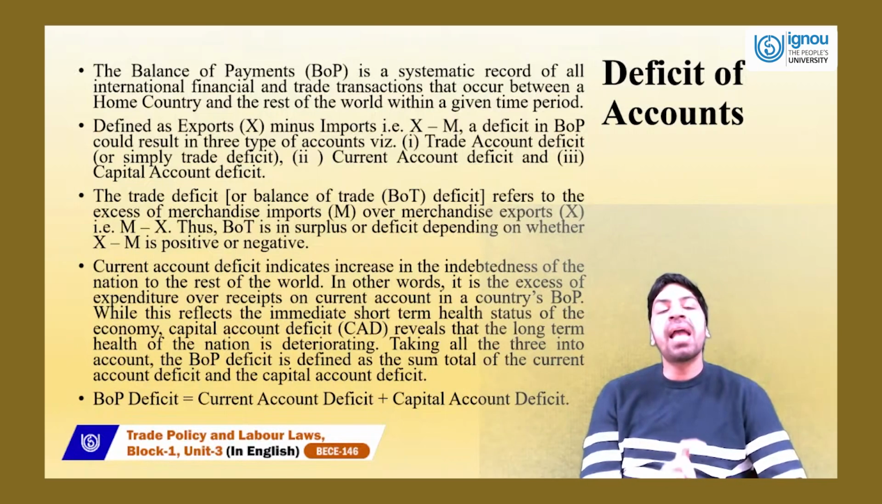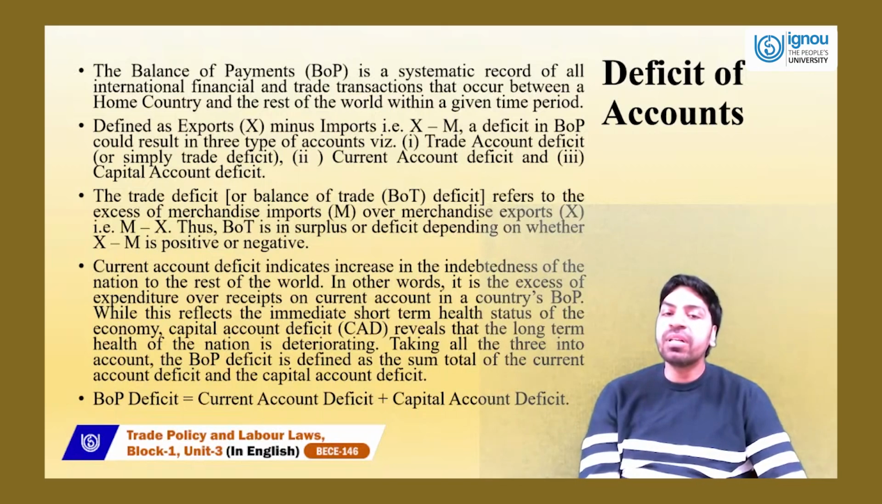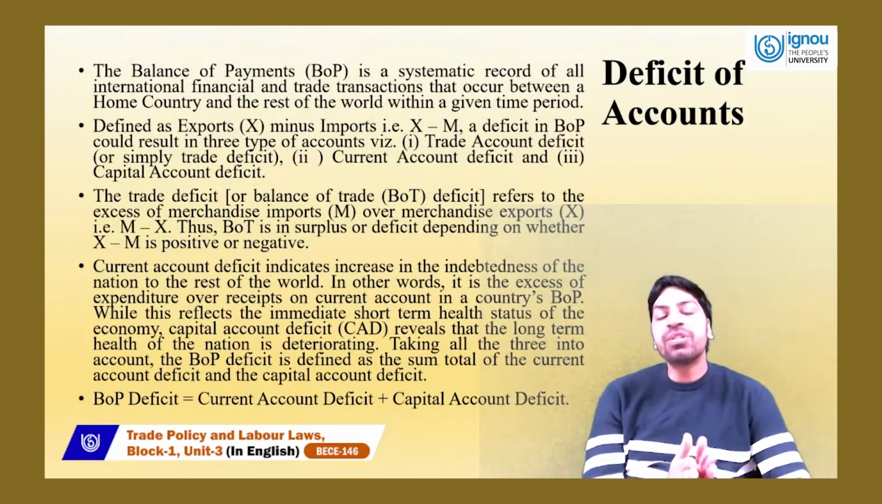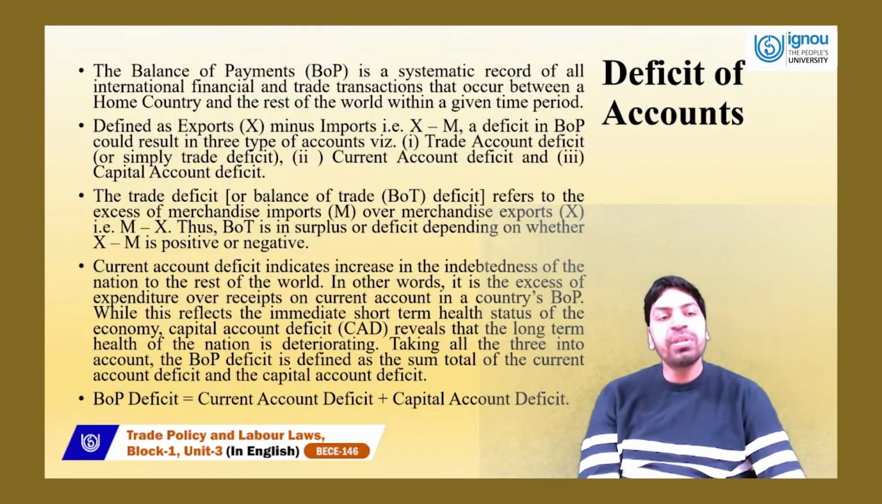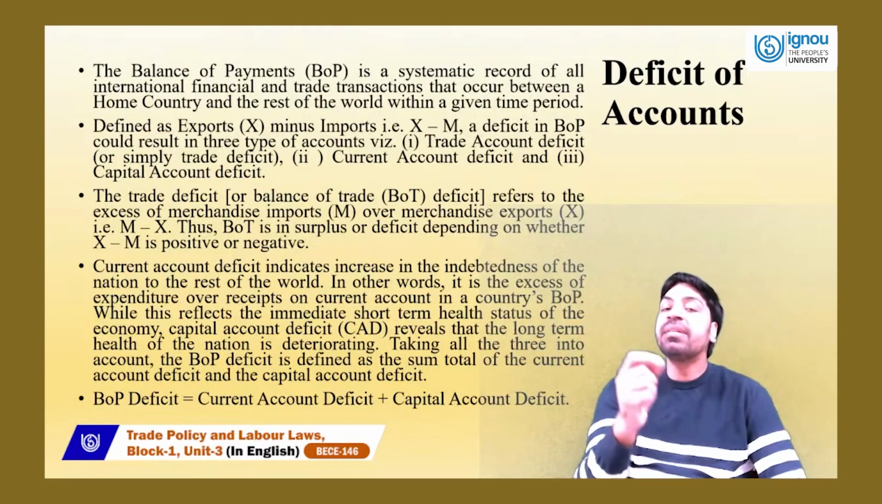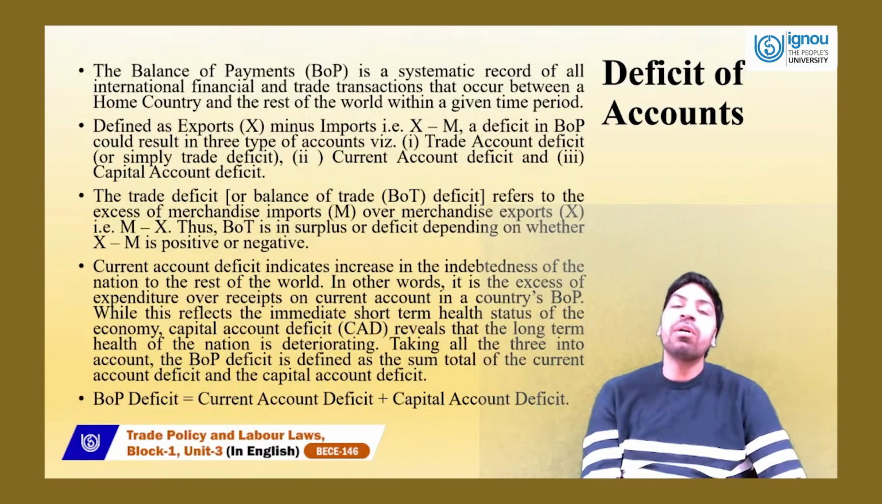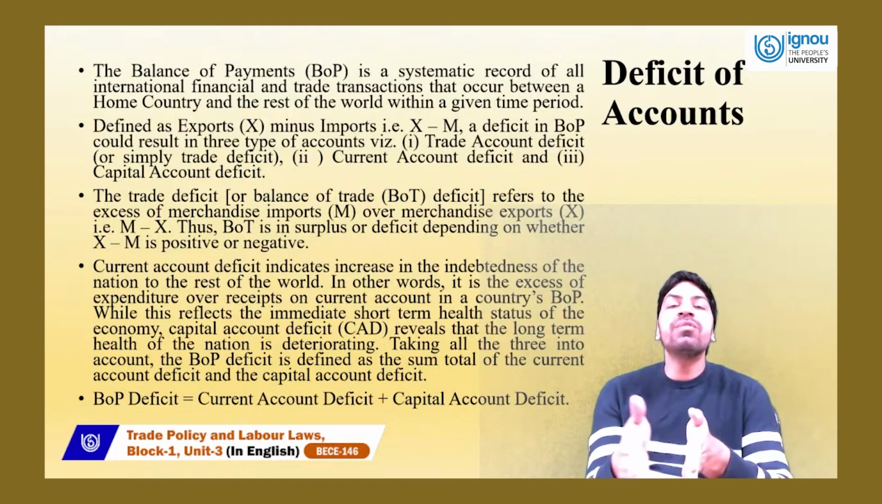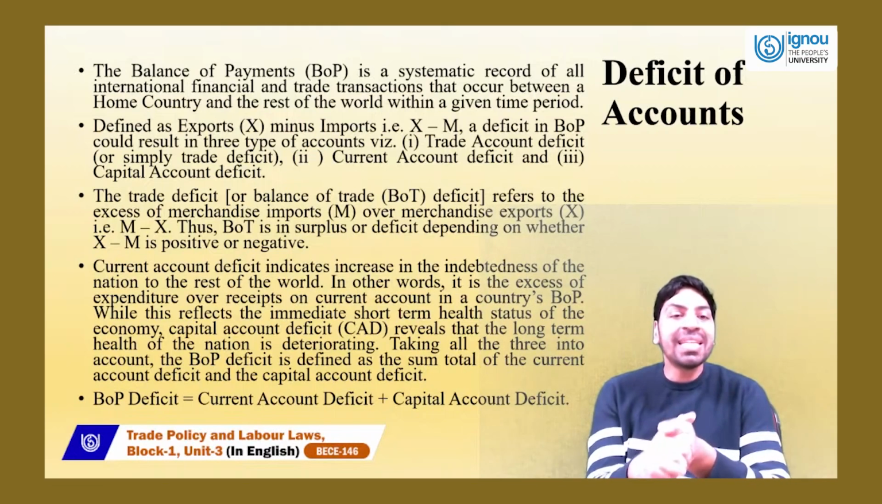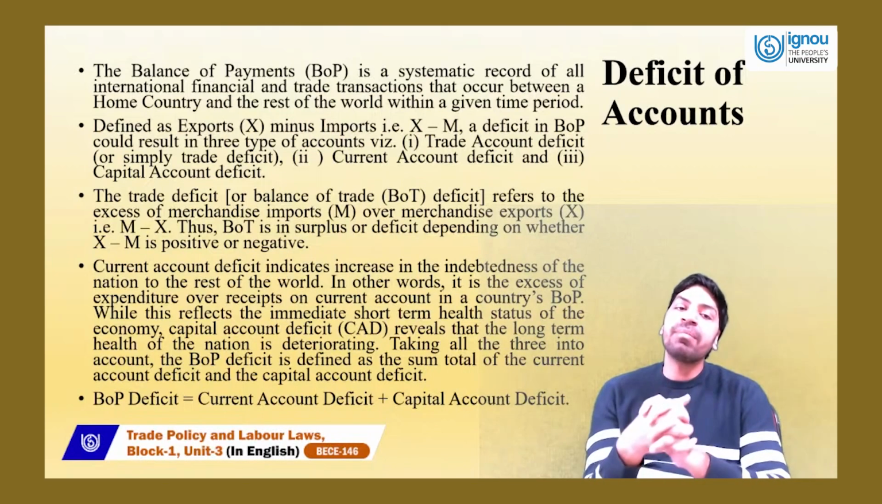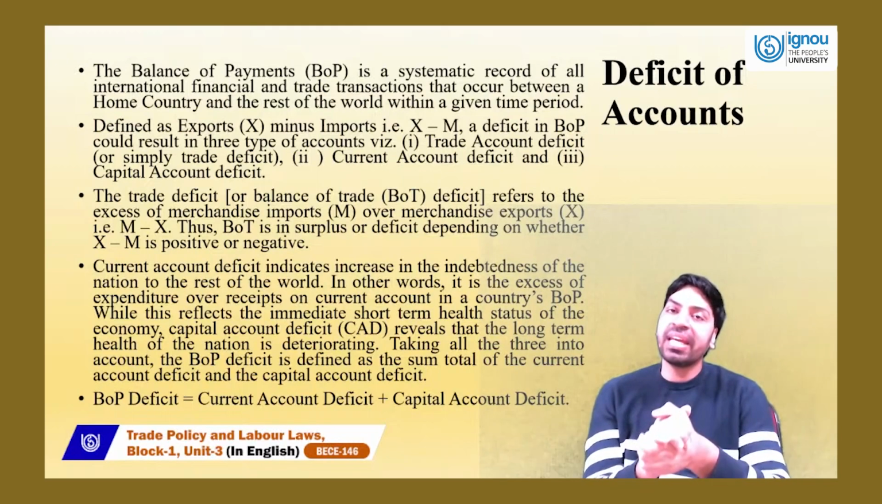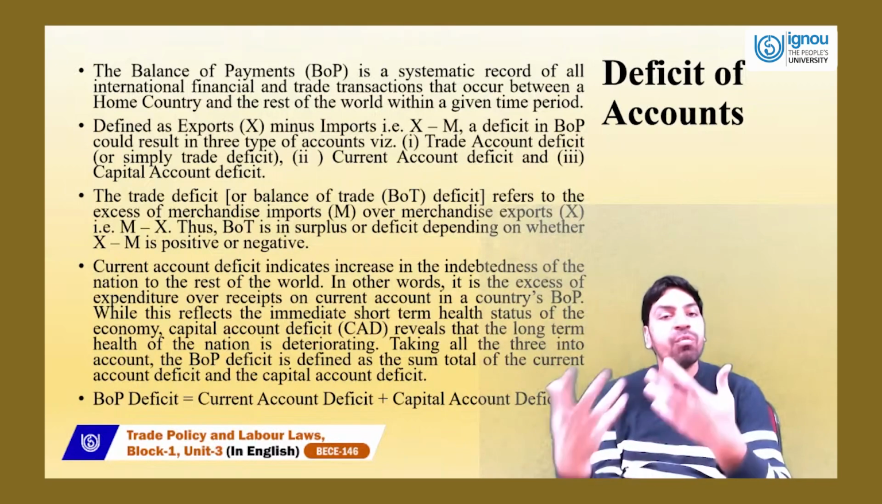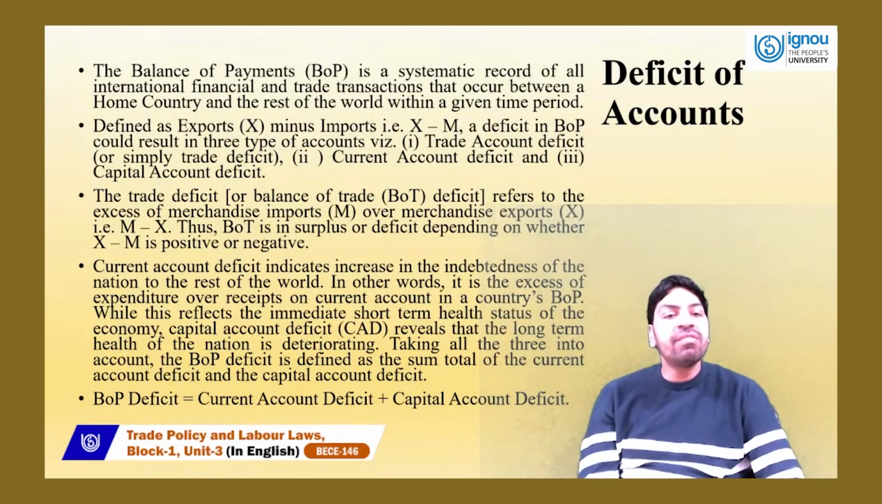The balance of trade is in surplus or deficit depending upon the difference between merchandise imports and exports, whether it has a positive or a negative sign. If it is a positive sign, the balance of trade is in surplus. But if it is negative, that same balance of trade is in deficit, or in other words, we can call it the deficit of the trade account.